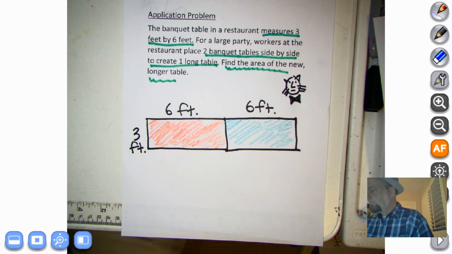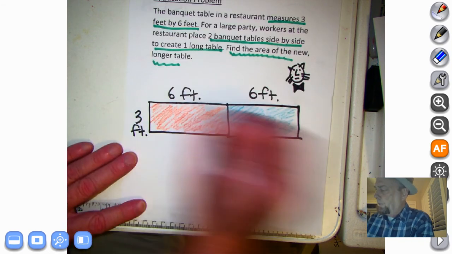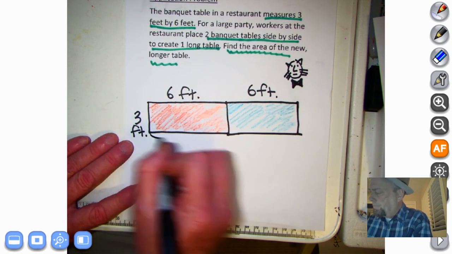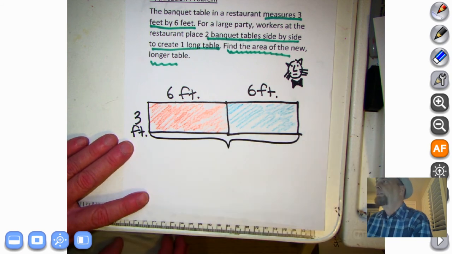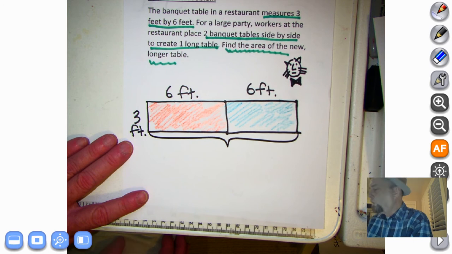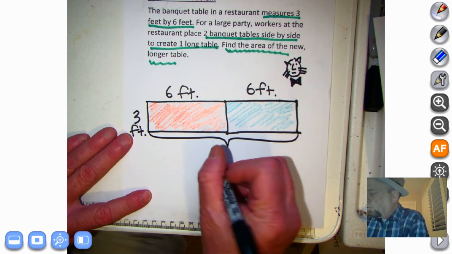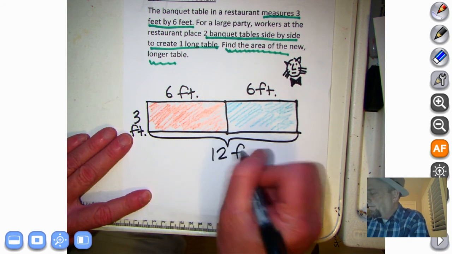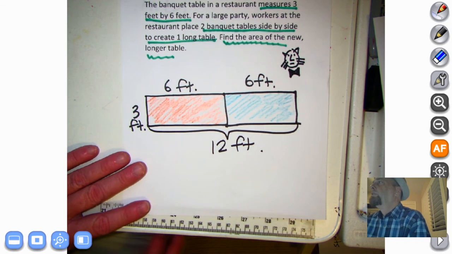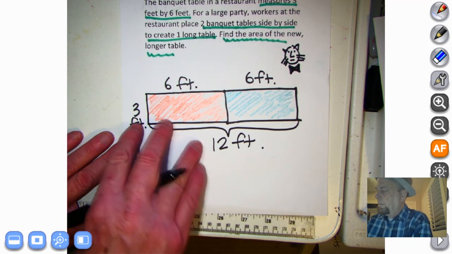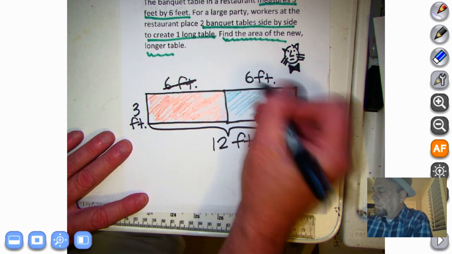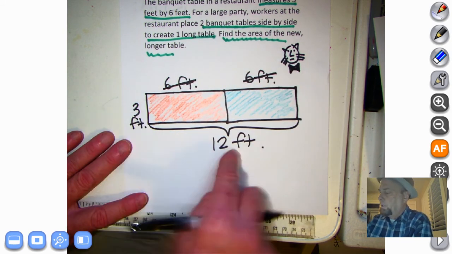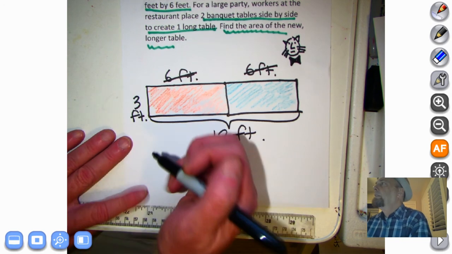Well, the first thing I think we need to do is add the 6 and 6 together. What is 6 plus 6? 6, 7, 8, 9, 10, 11, 12. So this is 12 feet right there. Now we have to determine what the entire area is. So I can cross out that 6 feet and cross that out because it's 3 feet by 12 feet. Let's get busy.